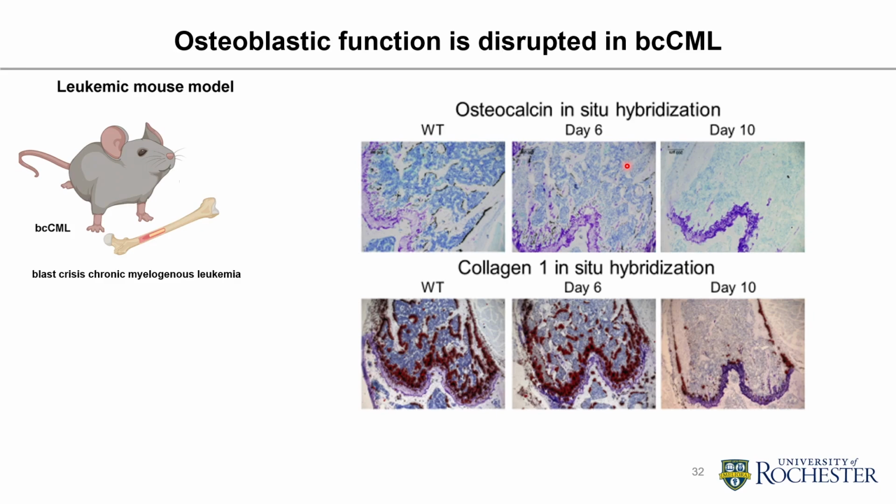One other important output that we looked at is osteoblastic function. Again, osteoblasts are the bone-forming cells. What happens in this mouse is that you see a reduction of markers of osteoblastic activity. Here is in situ hybridization of osteocalcin, all these blue spots over here. And you can see after 10 days of initiating the disease, you get a marked reduction of osteocalcin staining. And that trend is seen similarly with collagen 1 activity as well.